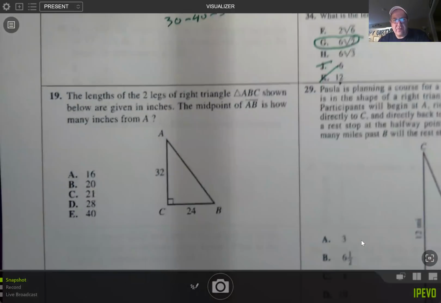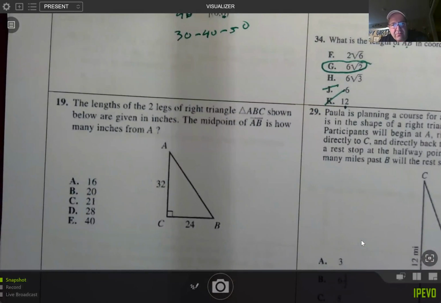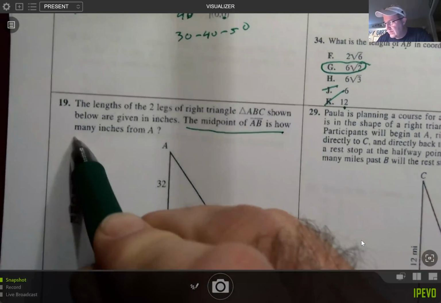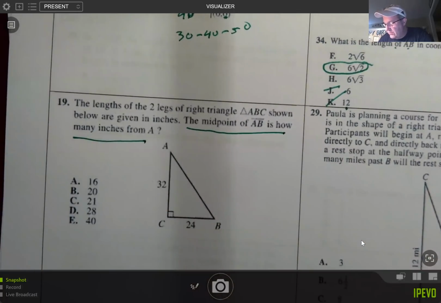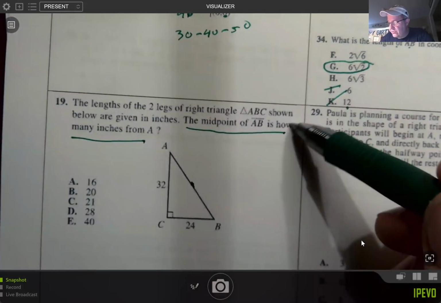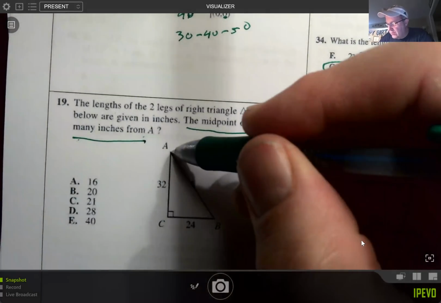Okay, let's go ahead and look at this one. Go ahead and read it to yourself. See what they're asking? The midpoint of AB, so exactly halfway, right? Is how many inches from A? How long is that?